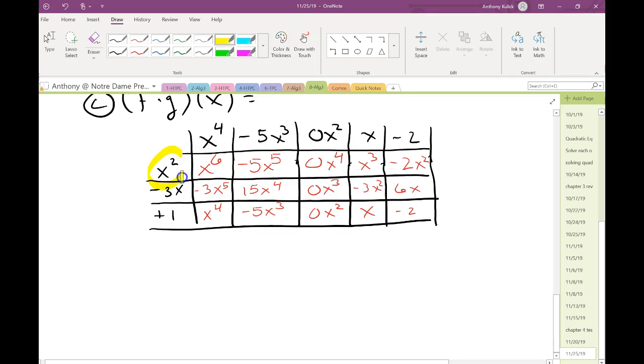So I did x times x, which is x to the 3rd. Yeah, so the exponent on x is just 1. Everybody okay?